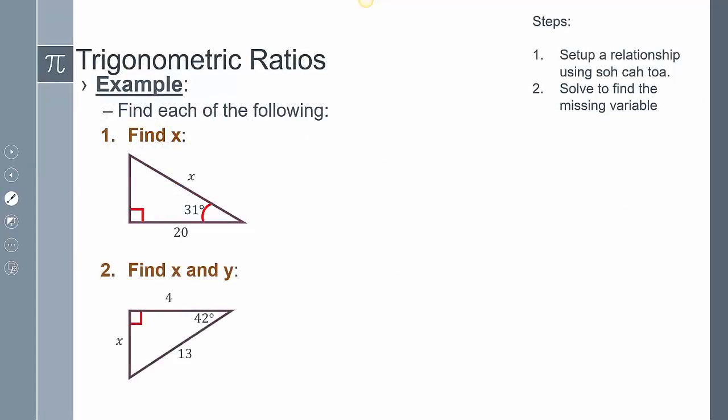So for the first couple of these, let's take a look. It says find x. So I need to establish a relationship. I know SOHCAHTOA. With the information I have, I have to find this missing side. I do have my adjacent, and I have my hypotenuse. To find that, with adjacent and hypotenuse, it's going to be cosine. So I'm going to say the cosine of 31 degrees equals adjacent over hypotenuse. Then, algebraically, I want to get that variable by itself.